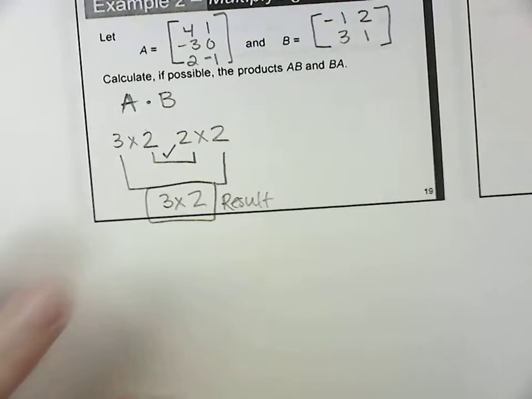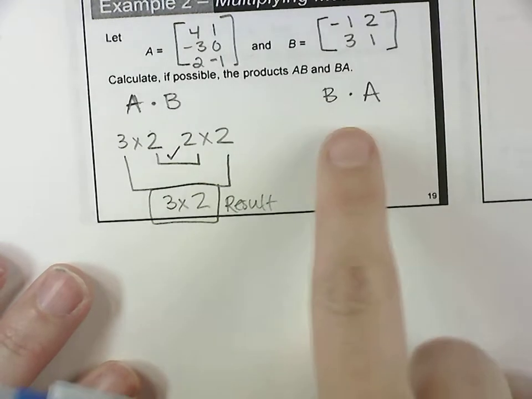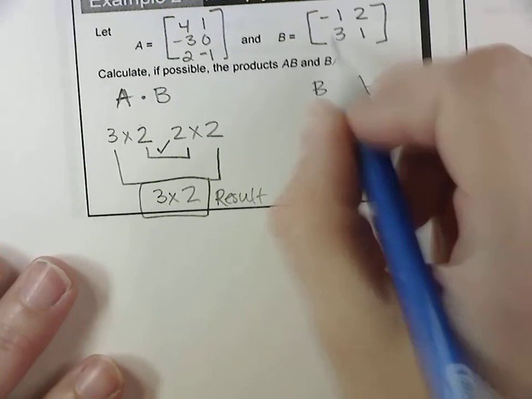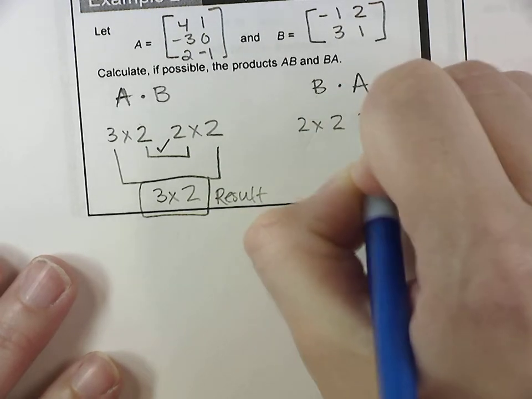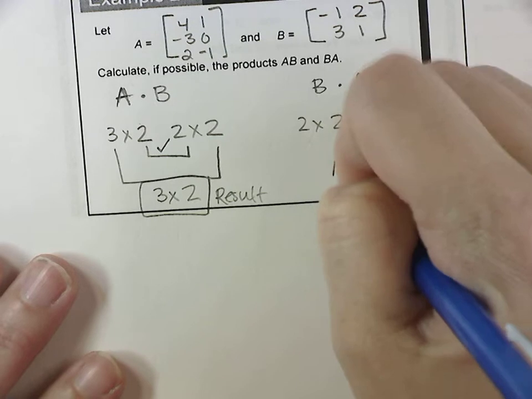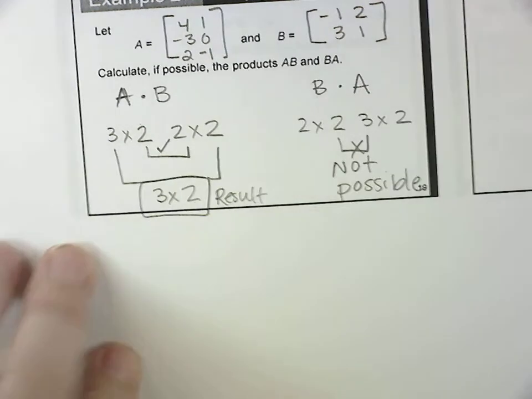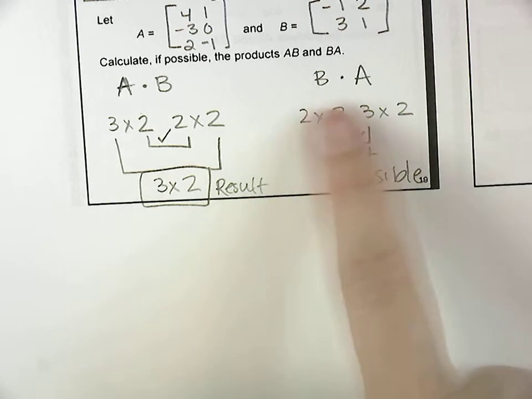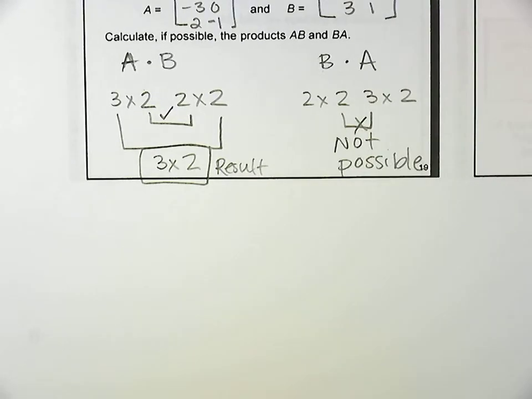Okay, and then if you wanted to right away, you could also see if B times A works. I actually go over this in a different slide, but we can do this right now as well. So B is a 2 by 2, A is a 3 by 2. Do these match? Nope. So this is not possible. Okay, so when you're doing this for your homework, if you could just write that out, 2 by 2, 3 by 2, and then not possible.